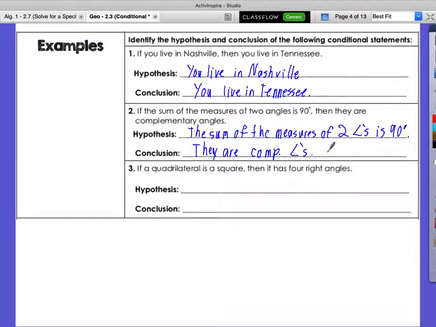I want you guys to try number three. If a quadrilateral is a square, then it has four right angles.